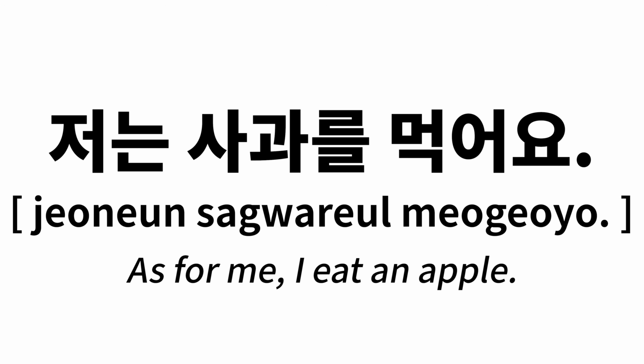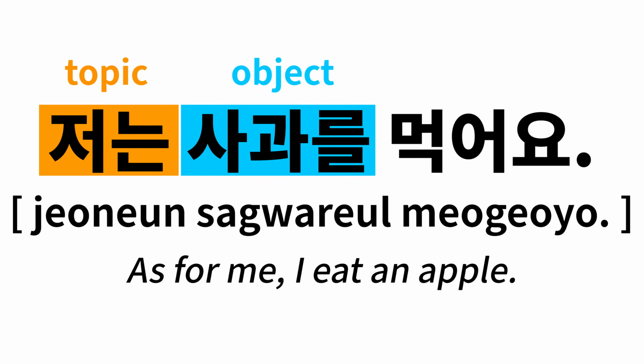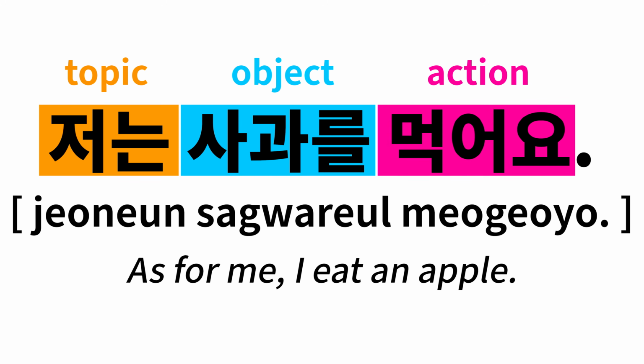For example, 저는 사과를 먹어요. As for me, I eat an apple. Here, 저는 marks the topic. 사과를 marks the object. And 먹어요 is the action. Once you know what these particles are marking, Korean sentences start to feel predictable and much easier to understand. So let's break down the particles one by one.